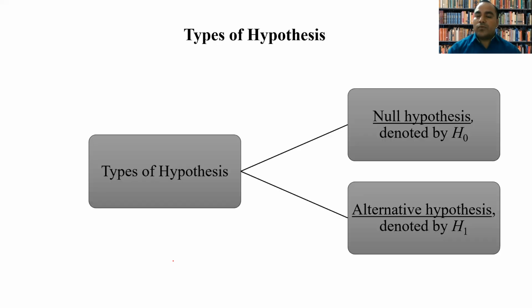There are types of hypothesis. We need to understand what are the types of hypothesis. So there are two types of hypothesis. First one is null hypothesis, which is denoted by H0, or you can say H naught. And second one is the alternative hypothesis denoted by H1. So now next we'll discuss null hypothesis.